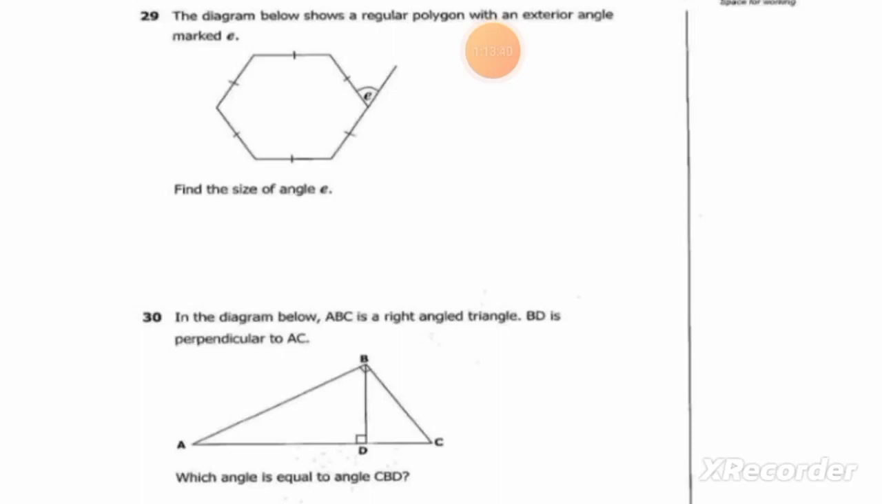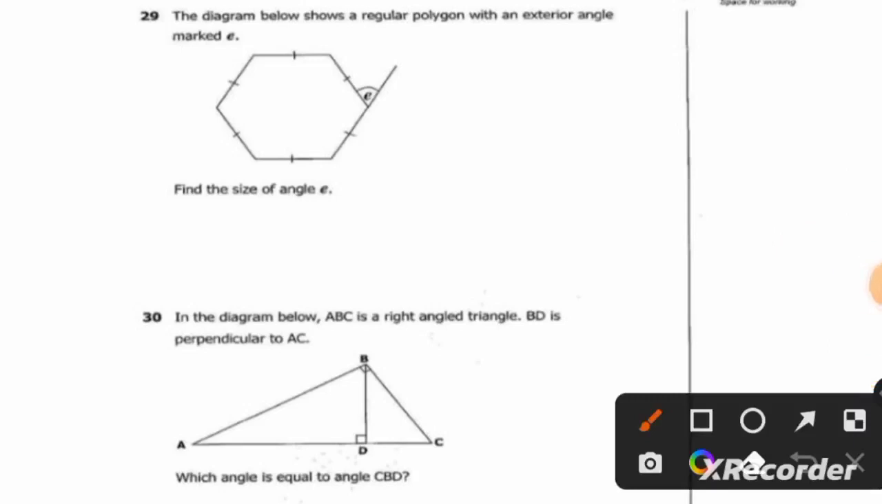We move on to the next question, which is question 29. The question reads, the diagram below shows a regular polygon with an exterior angle marked E. Find the size of angle E.